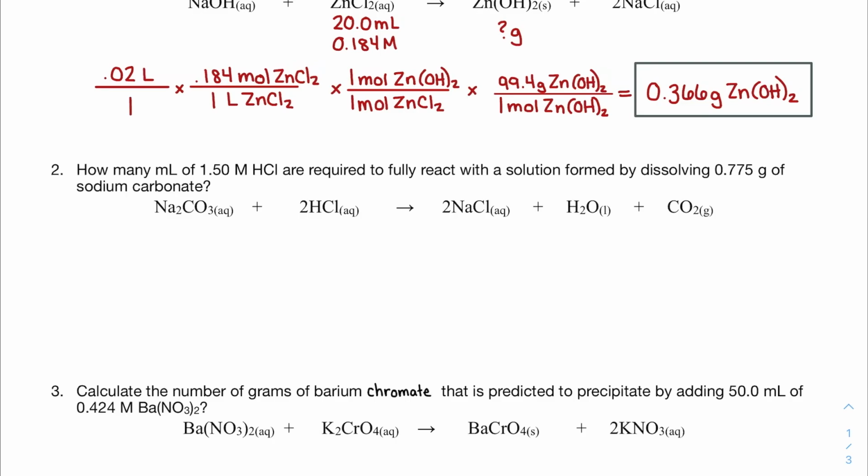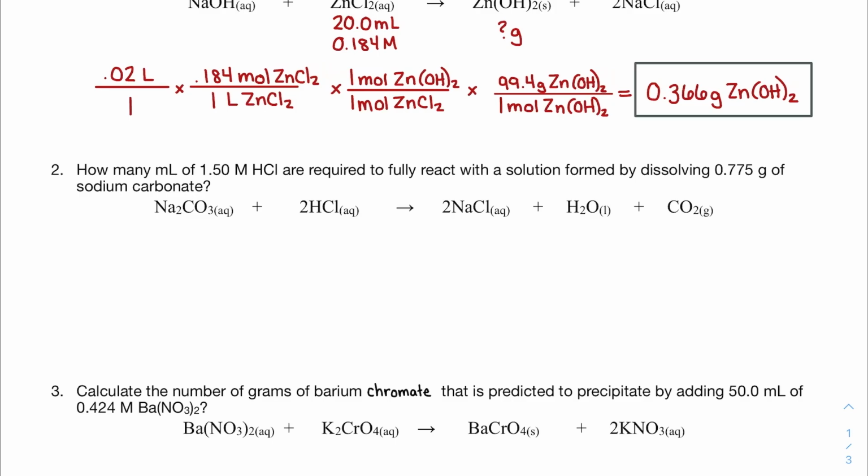All right, in problem number 2, we have a new equation. This one has also been written out for you and balanced beforehand, which is always nice. We're looking at how many milliliters of a 1.5 molar solution of hydrochloric acid would be required to fully react with a solution formed by dissolving 0.775 grams of sodium carbonate.